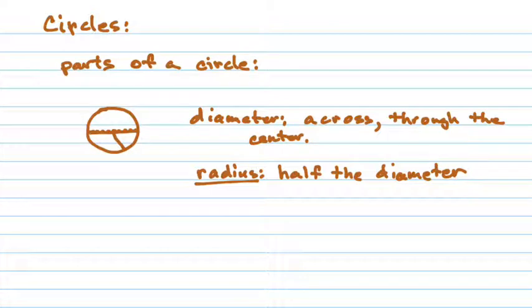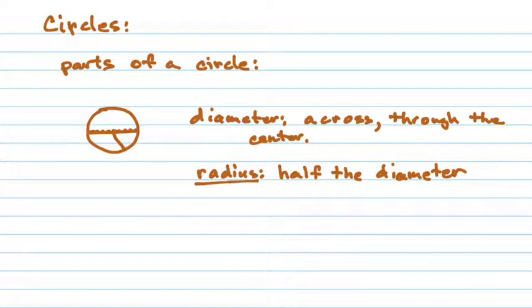So what if the radius is 4? What is the diameter? 8. Just double it, right? What if the diameter is 16? What's the radius? 8. So one of them is just twice as big as the other. You have to remember which one is which, though.